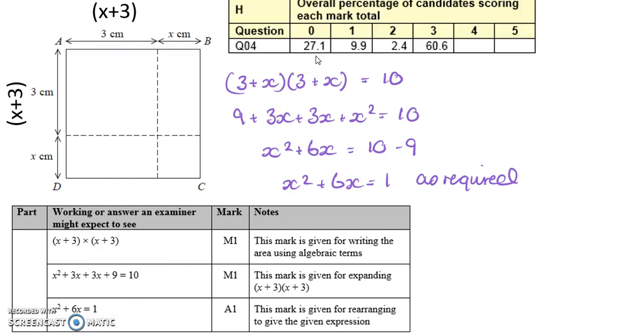How do people do on this particular question? Well, 27% got no marks at all. And at the top end, 60% got 3 marks. So it's always good to have a look to see where you think you would be in that grouping there. Hopefully that's helpful. Move on to the next question.